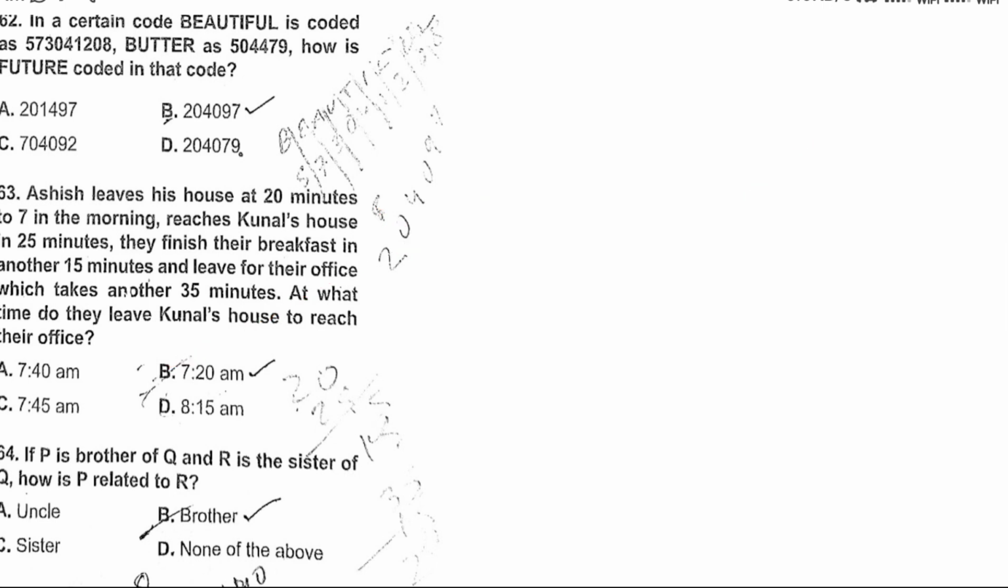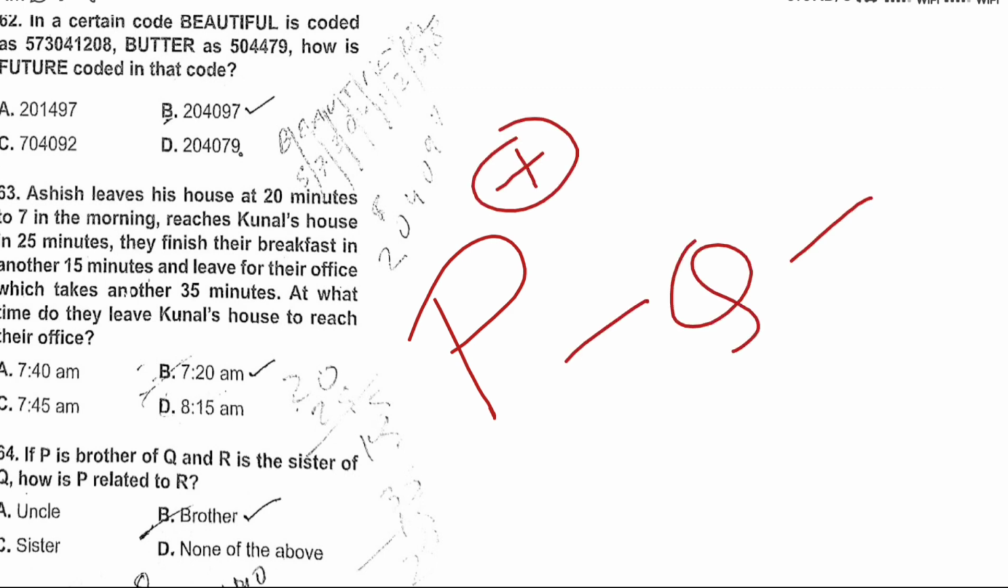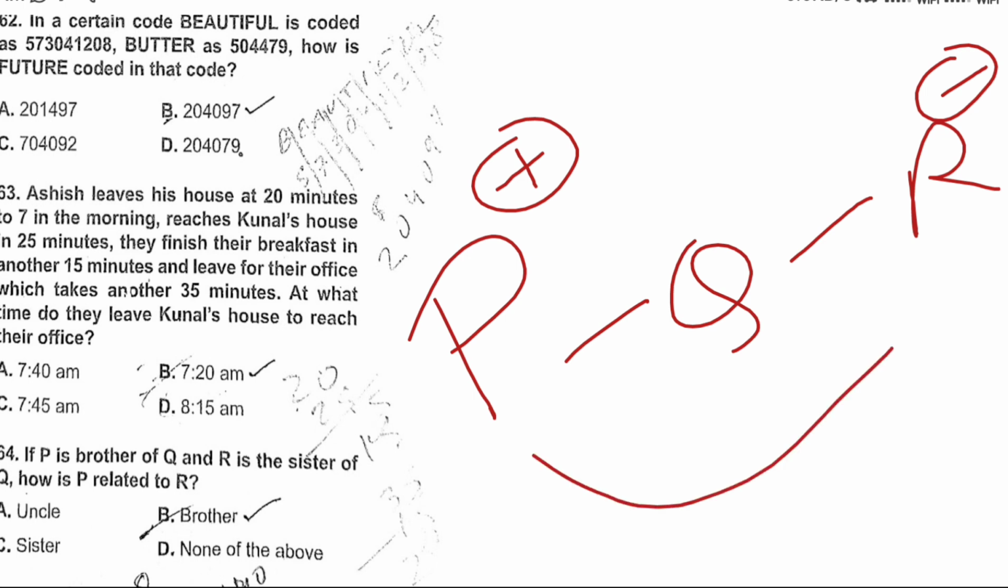Now let's go to the last section of the reasoning part, that is related to blood relations. The question says P is the brother of Q and R is the sister of Q. P is the brother of R. So brother is the answer.